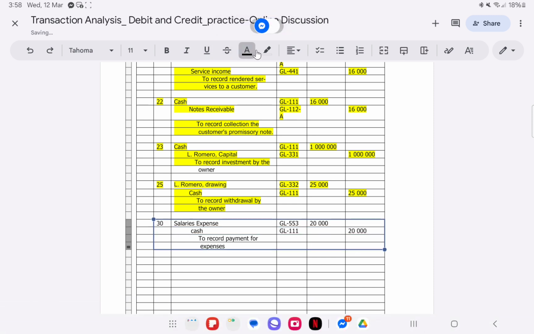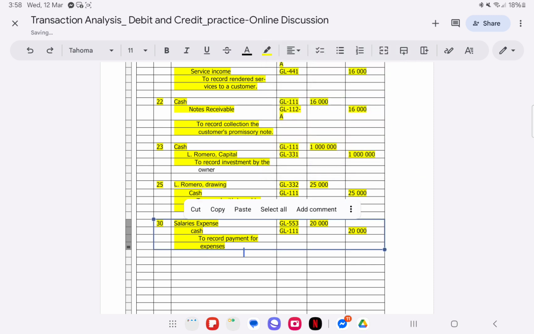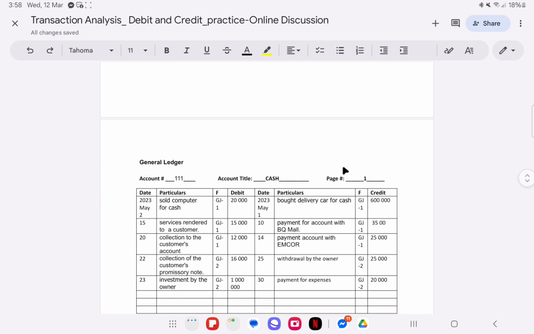I put a highlight on the transaction because this is my way of checking if I am done recording the transaction or done posting to the general ledger. Okay, so that I will not get confused or record it again, or post it again.